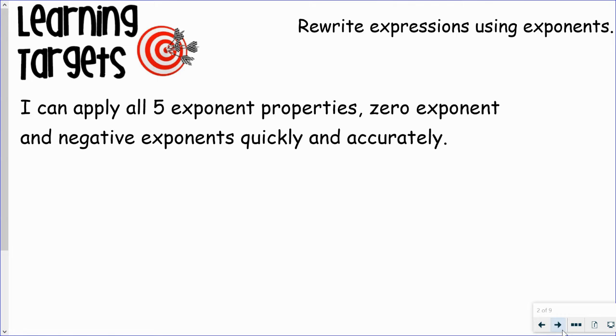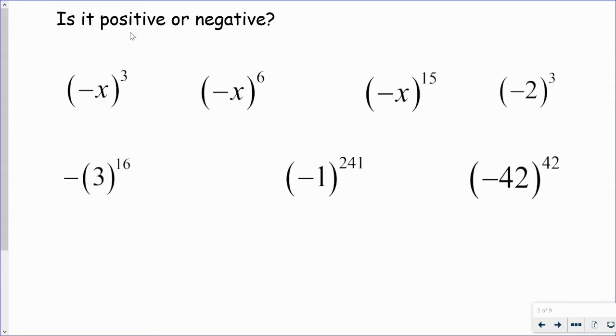So today, can you apply all 5 of those properties and the 0 exponent and the negative exponents quickly and accurately so we can see how you're doing? Just a reminder, is it a positive or a negative? This means negative x times negative x times negative x. That is an odd exponent, so my answer would be negative x to the third. We talked about this. This means a negative times a negative times a negative, 6 times. When you have an even exponent, that means it would be a positive answer overall.